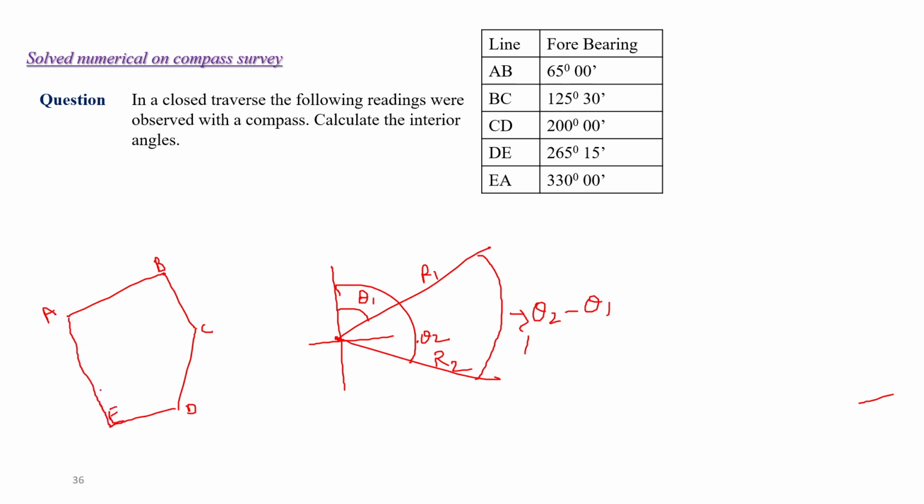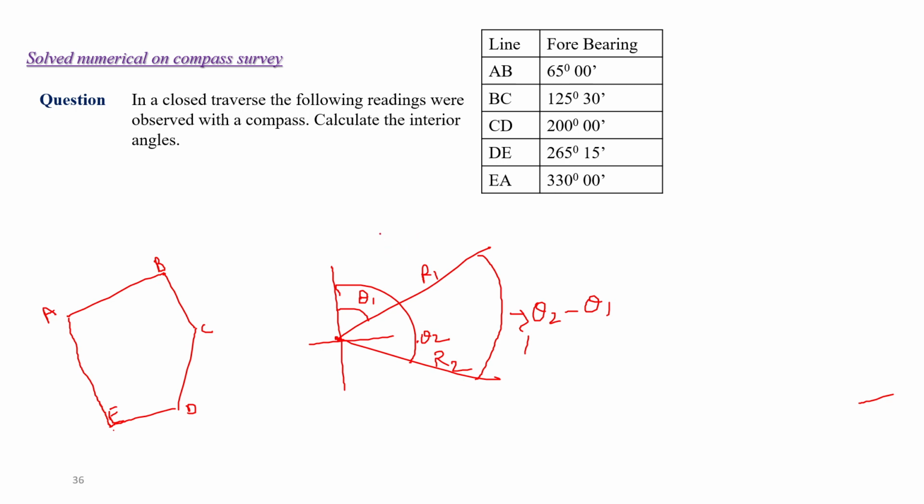Okay, if it is not written here E to A, it means it is an open traverse. Means this line, suppose A to B, B to C, C to D, this value is not given. That time it will be an open traverse. So there are two types of traverse: closed traverse or open traverse.